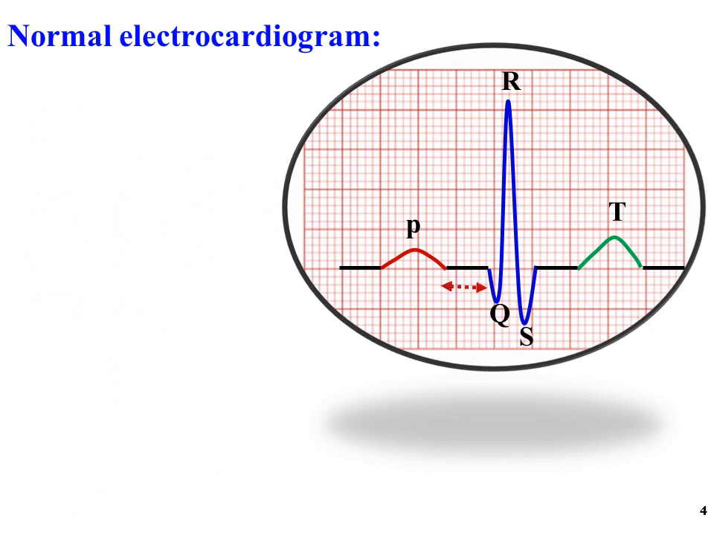Now we will study the intervals and segments. First one is the PR segment. When we say segment, it is from the end of a wave to the beginning of the next wave. So the PR segment is from the end of P wave to the beginning of Q or R wave. Why Q or R? Because in some leads Q will not occur.